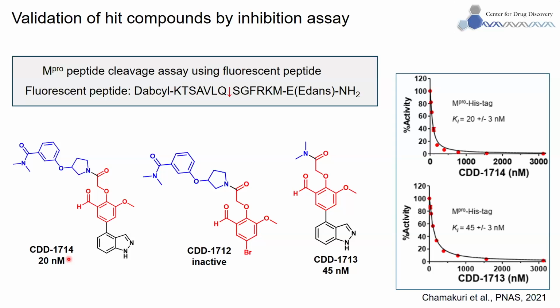That's pretty cool. Again, coming to the C1 and C2, which is 1712, unfortunately this is not active. Inactive means if we don't see 90% inhibition at 10 micromolar concentration, we call it inactive.